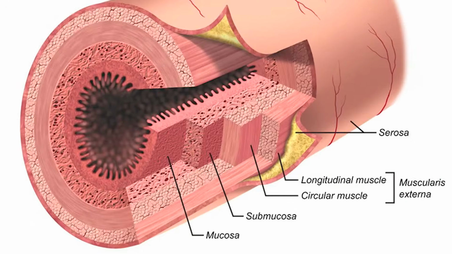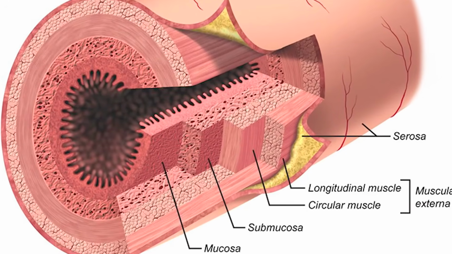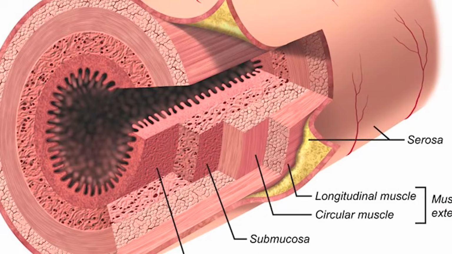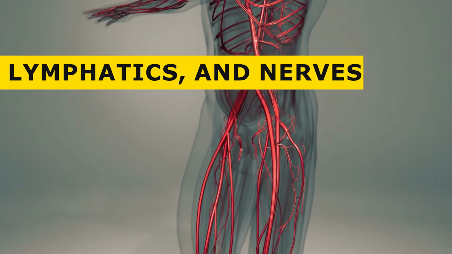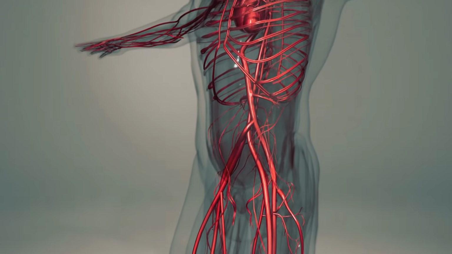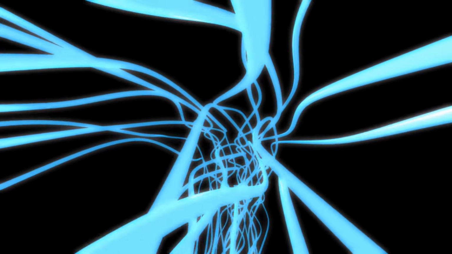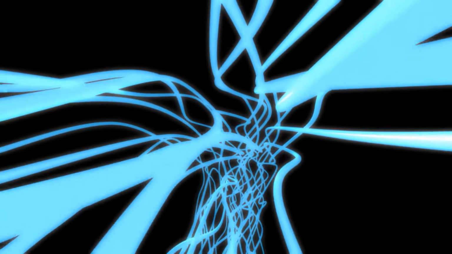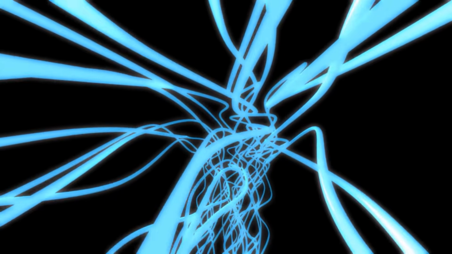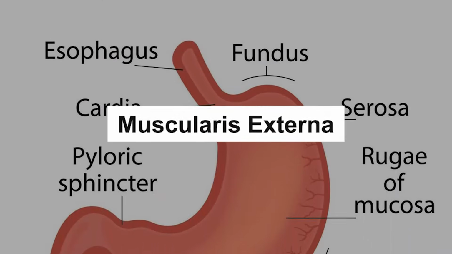Submucosa. The submucosa is composed of dense connective tissue that houses larger blood vessels, lymphatics, and nerves. It provides structural support and contains the Meissner's plexus, a network of nerves that regulates secretions and local blood flow within the mucosa. Muscularis externa.